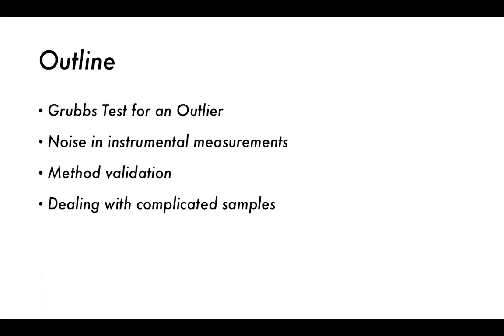So today in this part, we will be looking at the Grubb's test for an outlier. So this is how we would determine whether or not we should remove a data point from our data set. We'll also talk about noise in instrumental measurements. We'll look a little bit at method validation. And then finally, we'll finish off with dealing with some complicated samples. So things like real world samples, such as river water samples or checking for pollution near chemical plants in groundwater and things like that.